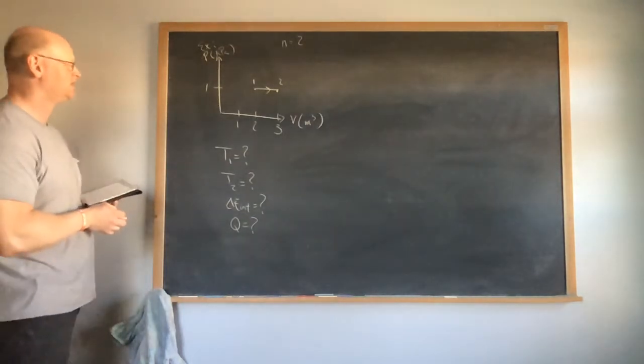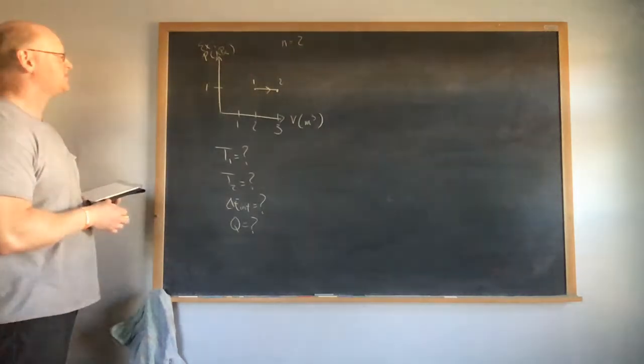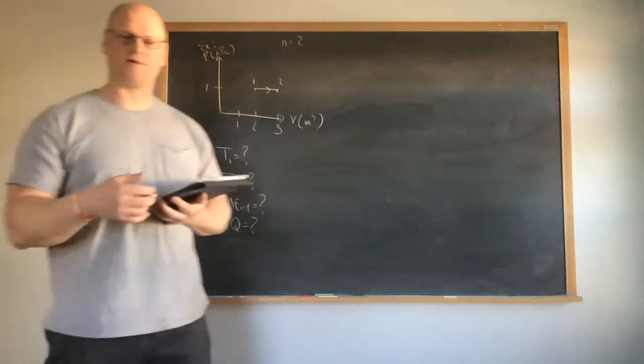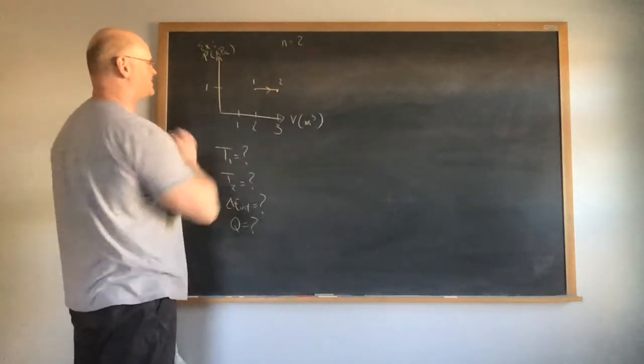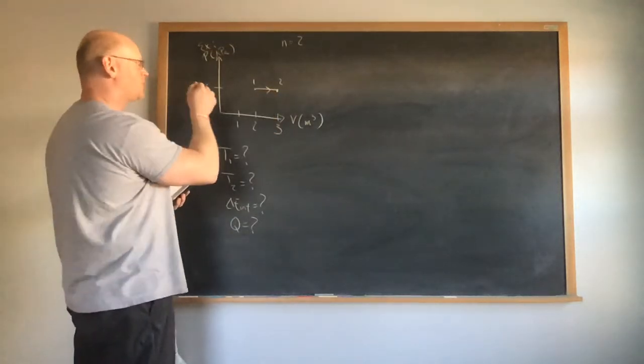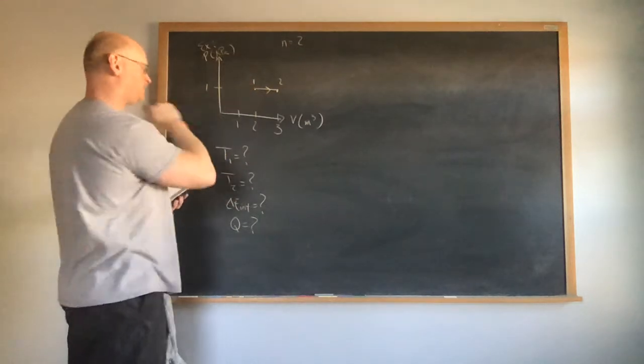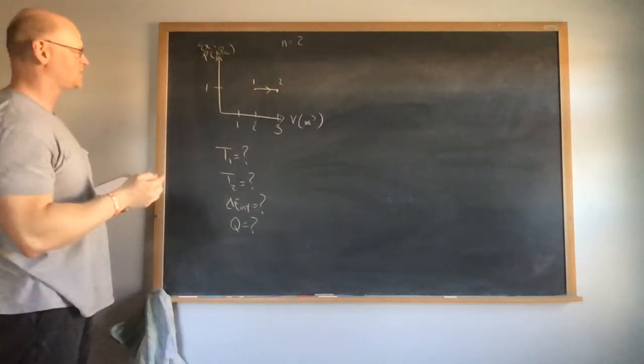So good. So here we have a PV diagram. As I said before, a PV diagram tells us a lot of information. It tells us what the work is, and again, that's simply the area under the curve. But it's also going to tell us things about, for example, the temperature.